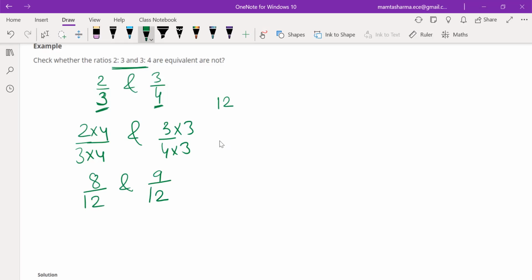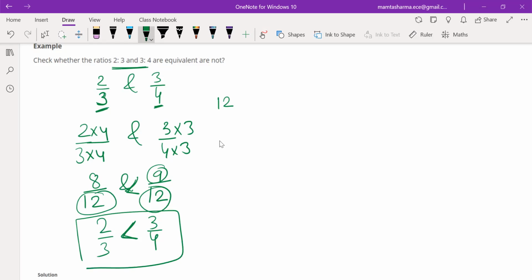So which one is greater? Since their denominators are the same, you can compare with the numerators. 9 is greater. So 9 by 12 corresponds to 3 by 4, and 8 by 12 is 2 by 3. So 3 by 4 is greater than 2 by 3. It means they are not equal. They are not equivalent.